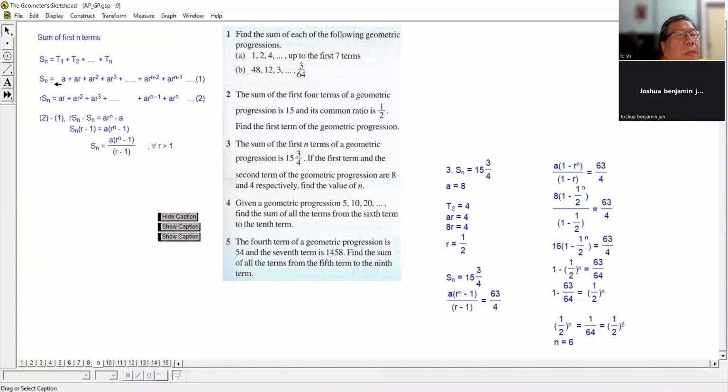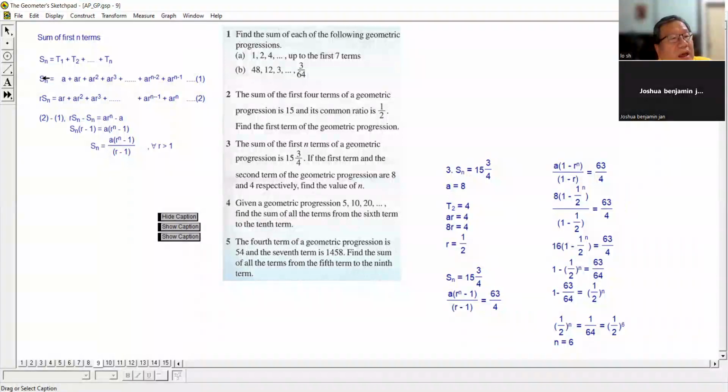Now I replace T1 with A, T2 with AR, T3 with AR square, AR to the power of 3, until Tn is AR to the power of n minus 1. Okay, but this Sn is like this. I cannot shorten it. I cannot make it into a very short term. So the trick is to multiply this equation 1, this Sn, with R.